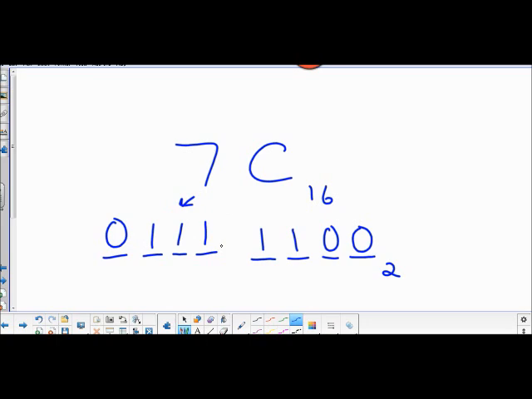So to go back and forth between base 16 and base 2, because 2 to the 4th is 16, every 1 place in base 16 is equivalent to 4 places in base 2.